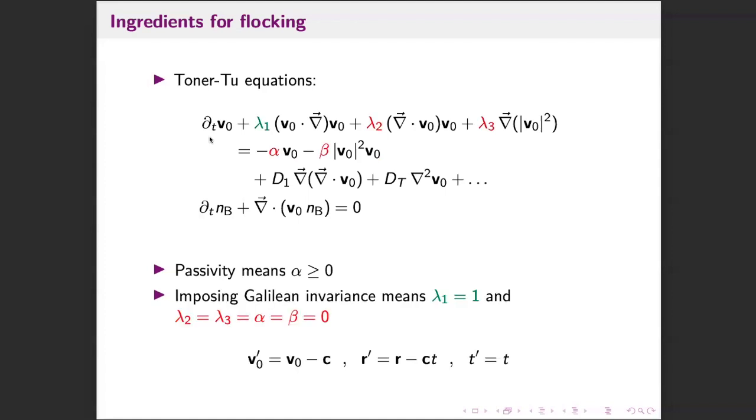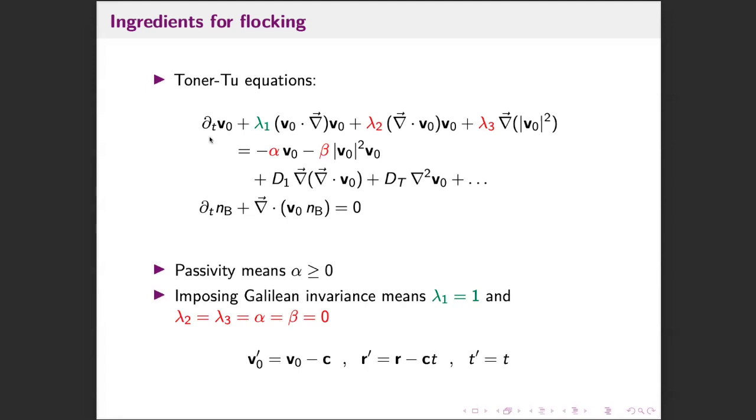Another ingredient is Galilean invariance, which, if you would impose that, all these red terms would have to vanish, as would some of the other terms. And this green term should be equal to 1. And then you have this Galilean symmetry.